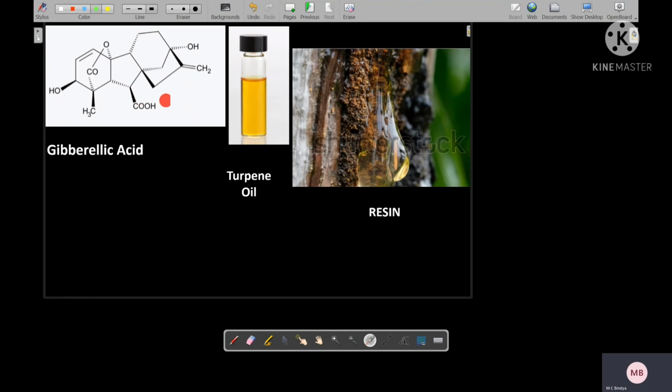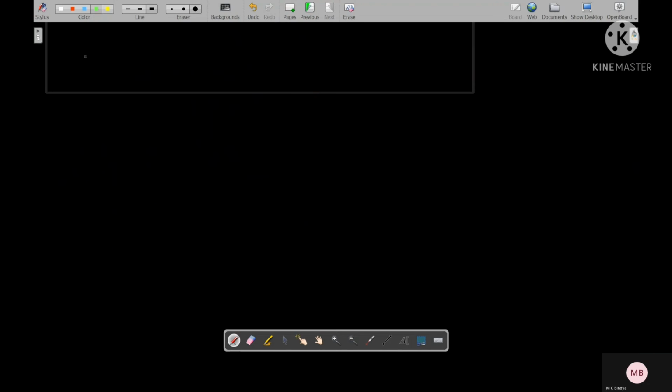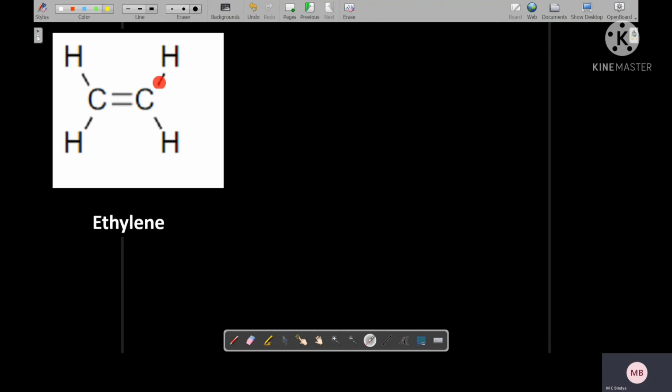This is the structure of gibberellic acid. Then they are derived from compounds like terpenes, which are actually resins that comes out of some of the trees. Ethylene sometimes, as I told, ethylene sometimes act as a growth promoter, sometimes growth inhibitor. And ethylene is a gas. Ethylene is a gas with this structure.